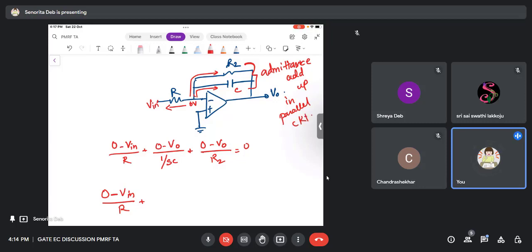right? So what you will do, 0 minus V naught common, and what is the admittance of R2? It is 1 by R2. What is the admittance of C? It is SC. 1 by SC is the impedance. You can directly write it in multiplication form, because admittance will multiply to the voltage. Impedance gets divided, V in by R, but admittance will get multiplied, and that equals 0.